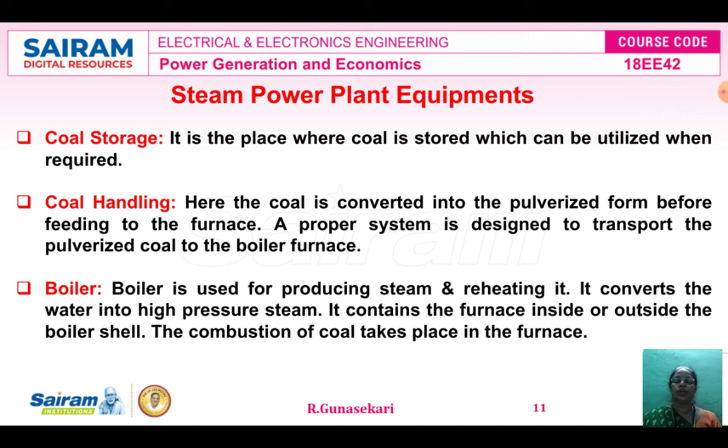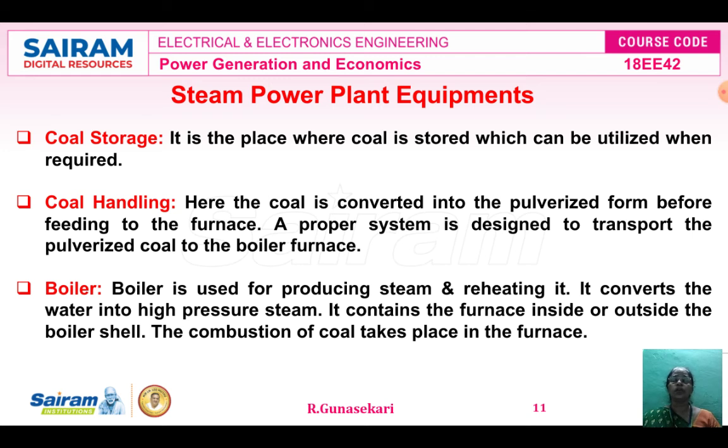First one is coal storage. It's nothing but the place where the coal is stored whenever we require. Then coal handling. The coal is converted into pulverized form before being fed to the boiler furnace. A proper system is required to transport the pulverized coal to the boiler furnace through a coal handling device, that is through a conveyor belt or whatever it may be.